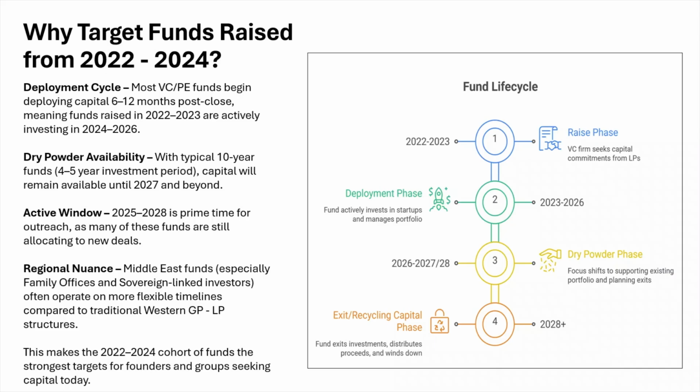Regional nuances have to be taken into consideration though. For example, the Middle East funds, especially family offices and sovereign-linked investors, often operate on more flexible timelines compared to traditional Western GP LP structures. I have databases for the Middle East, Europe, UK, Asia, etc. Now, this makes the 2022 to 2024 cohort of funds the strongest targets for founders and groups seeking capital today.